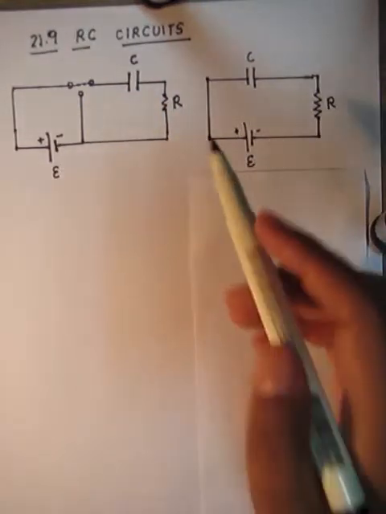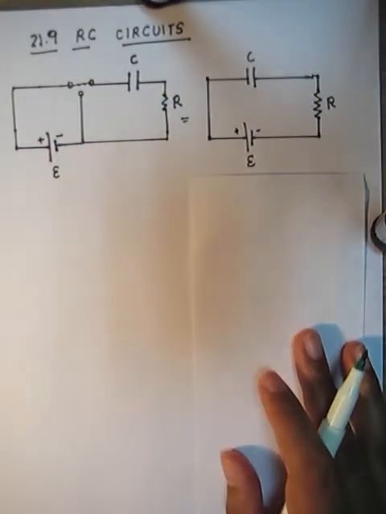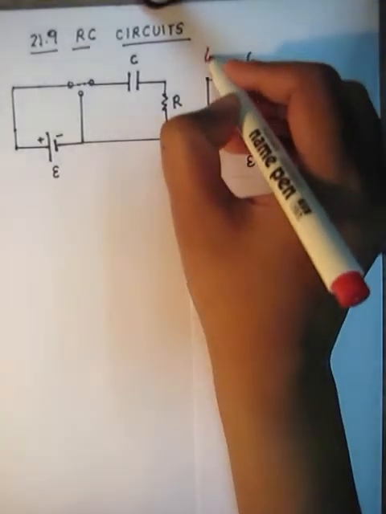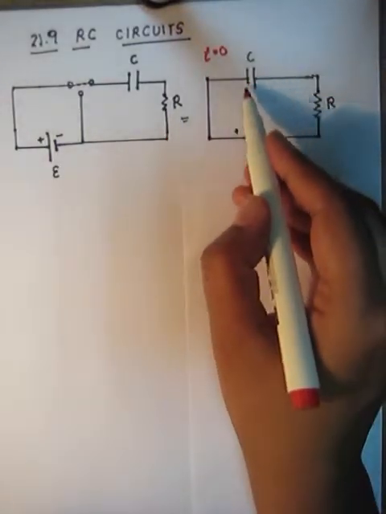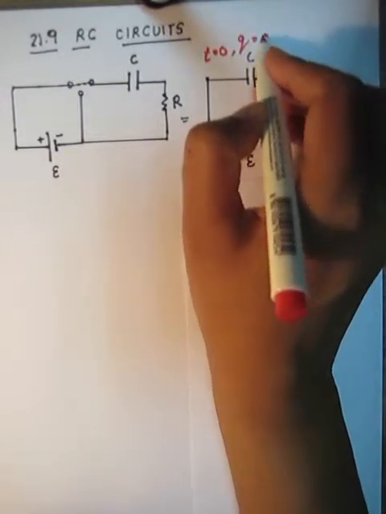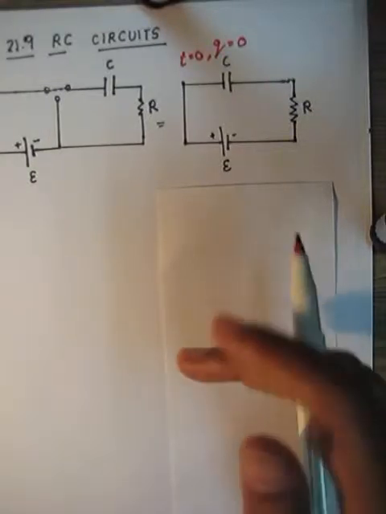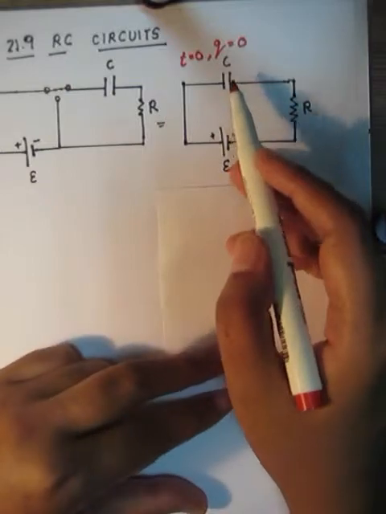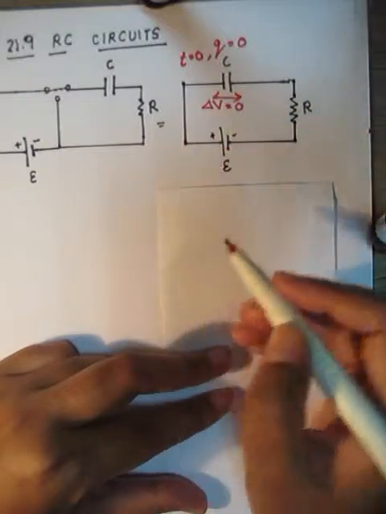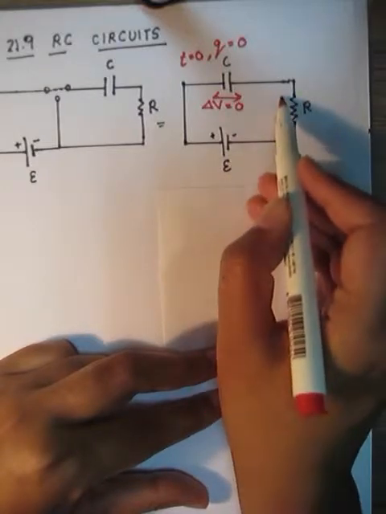So this can also be drawn like this. So they are equivalent when the switch is closed. So at time 0, because on this capacitor there will be no charge at time 0, we say that the charge on the capacitor will be equal to 0. So if the charge on the capacitor is 0, it means that the potential drop at the capacitor will be 0. So all of this potential will appear at the resistor.